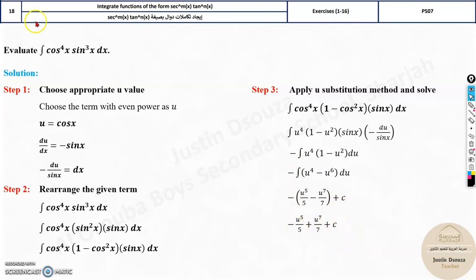So now it's not over. You need to substitute whatever you considered back into the question, and here you go. That is your final answer. So this is the constant of integration.